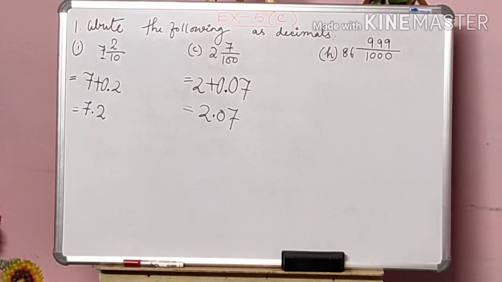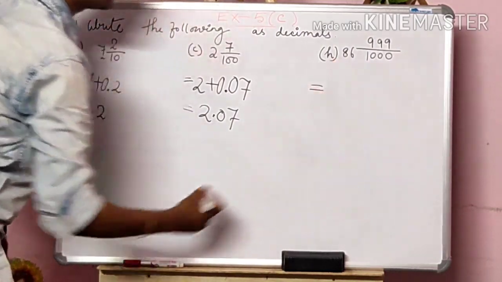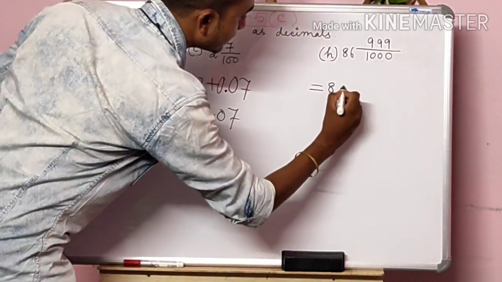Okay, so I hope this one is clear for you. Now we are getting into our next question, question number H. You see it here, how we are going to do it. You see that again 86 can be written directly. So I have written 86 directly.